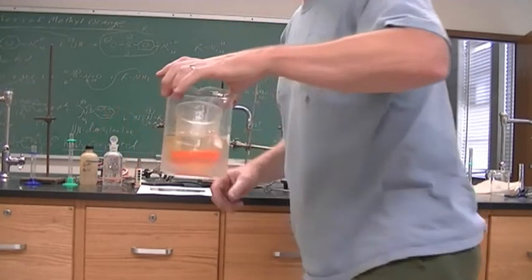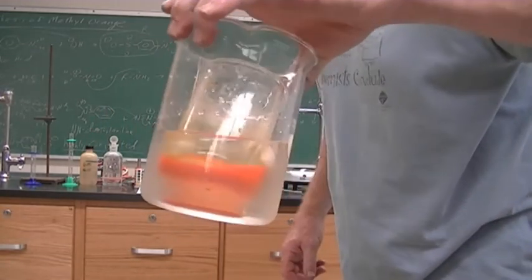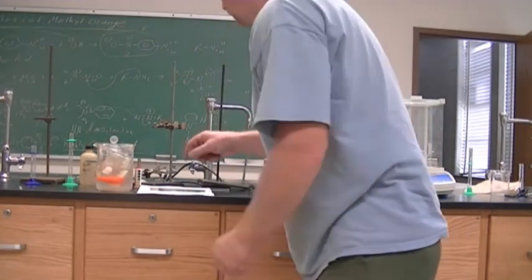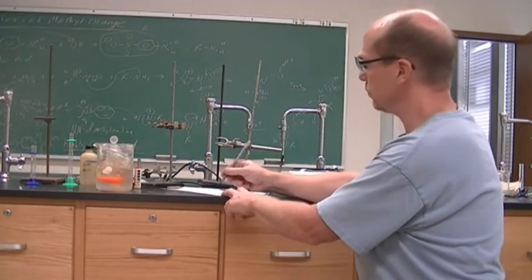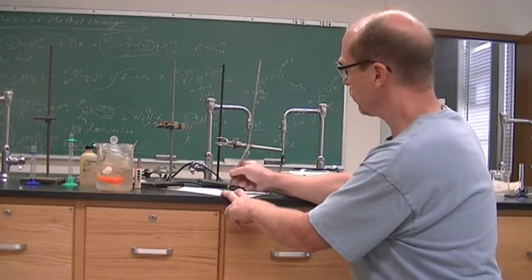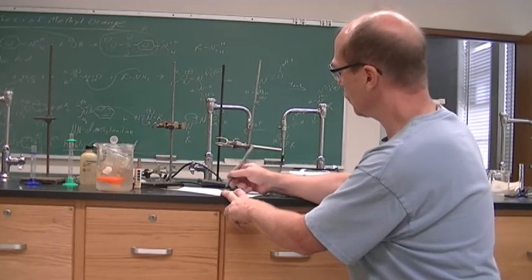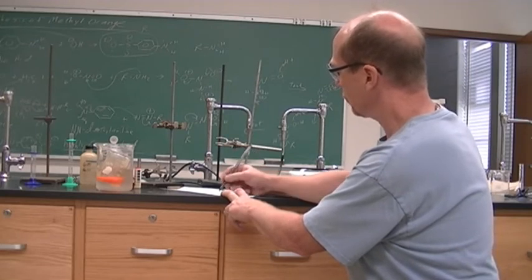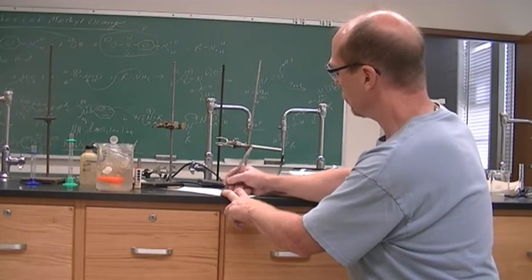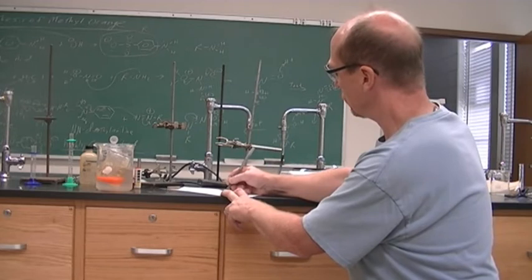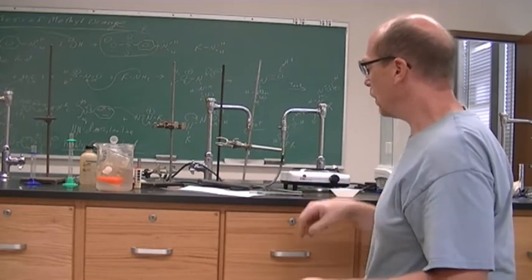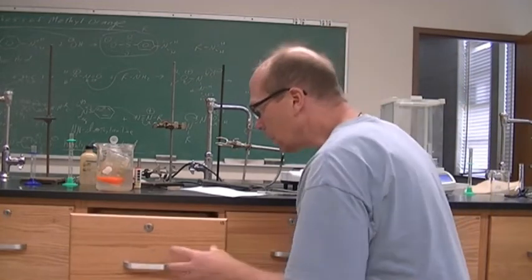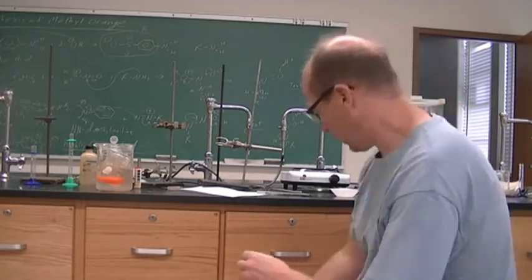So we got quite a bit of solid in there that we're going to collect by filtration. We're going to wash it with some ice cold water. Then we're going to dissolve a few of these crystals in 10 mL of water. We're going to add some HCl and NaOH and check out the change in color.